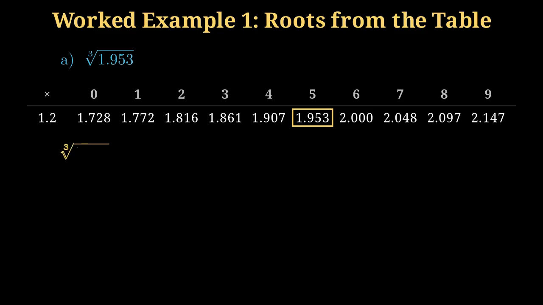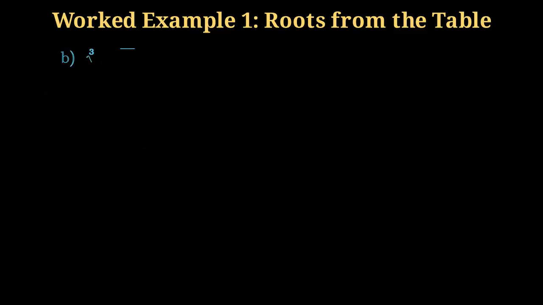So the cube root reads 1, 2, 5. The cube root of 1.953 is approximately 1.250. Always give table answers to 4 figures. Check: 1.25 cubed is 1.953 to 4 figures. Spot on. B, 7.395, our challenge from the intro.